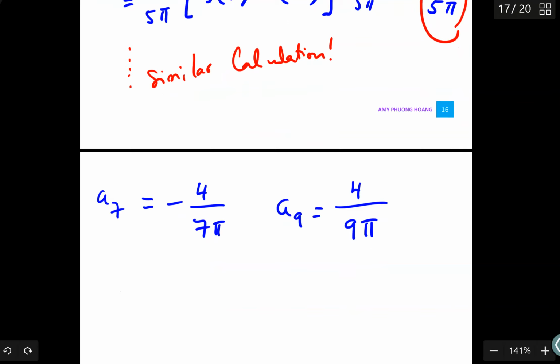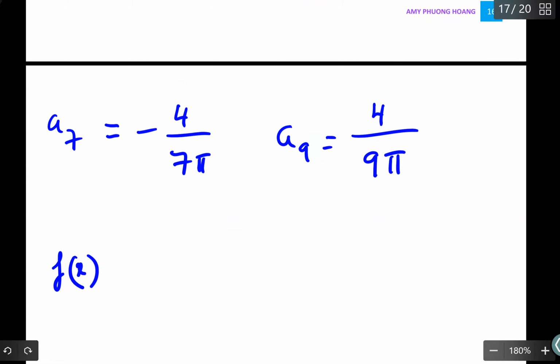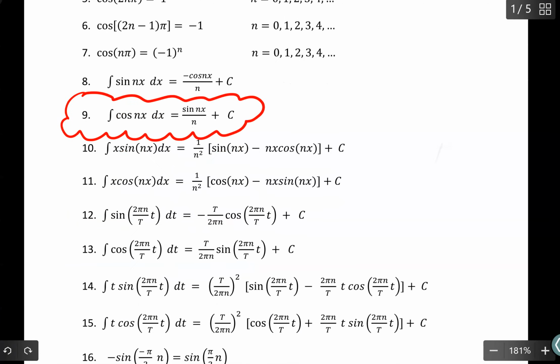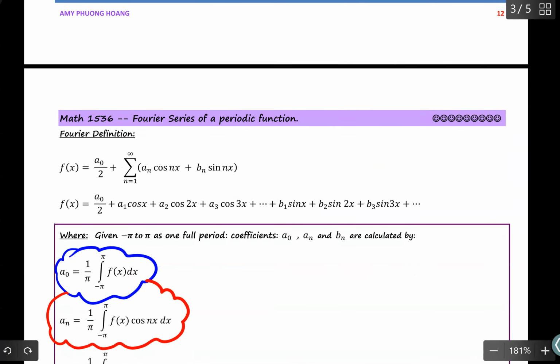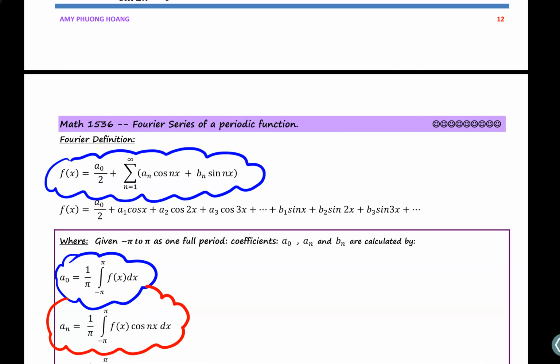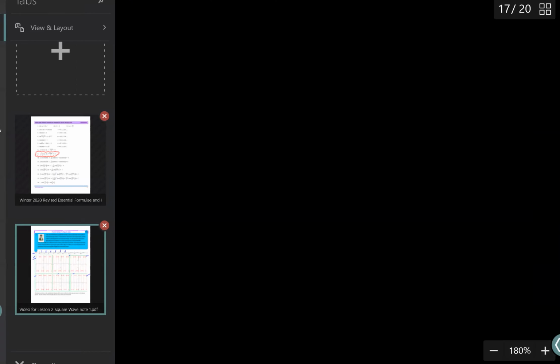Now we need to write it as a Fourier series, f(x). So let's get back to our formula sheet. On this formula sheet, you see that f(x) is the summation of the cosine term and the sine term, but we don't have A0 in this case. We only have cos, and we only have the odd harmonics. Alright, so let's write it down.